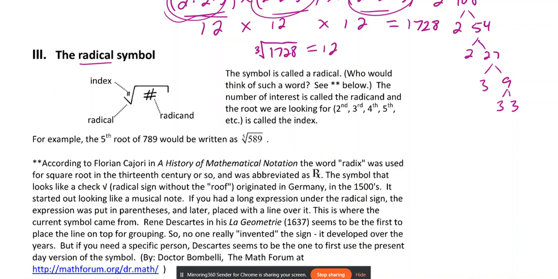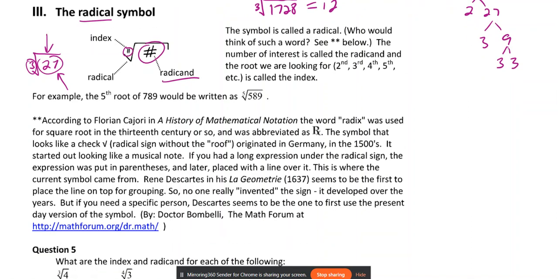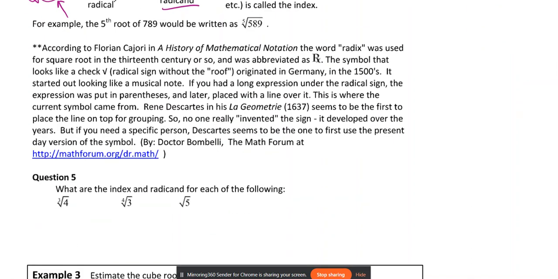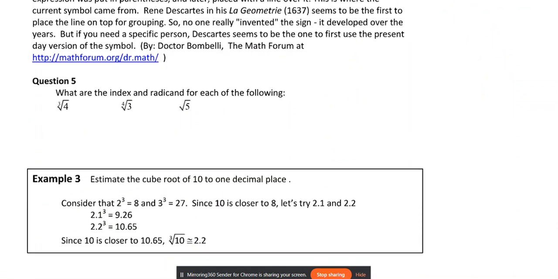Different parts of the radical. The number on top, like on a cube root, is called the index. So we have an index of 3. The radical is the actual symbol itself. And the number underneath, so if this was 27, the number underneath is called the radicand. You guys can read through this if you want. These should be gimme marks too. If you have any quiz or test questions like this, it's just a definition type of thing.